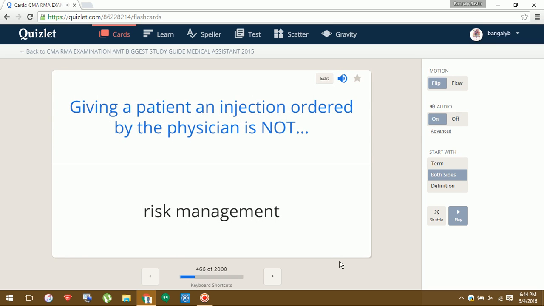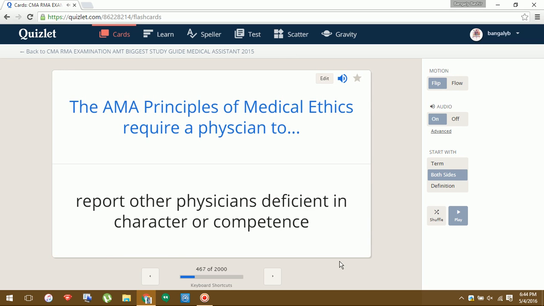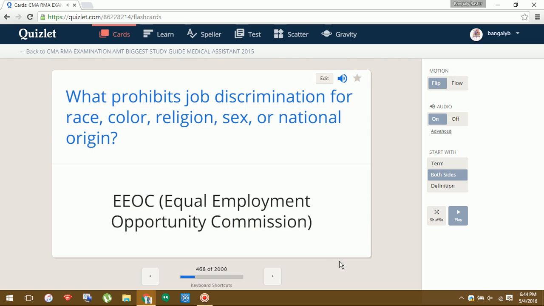Giving a patient an injection ordered by the physician is not risk management. The AMA principles of medical ethics require a physician to report other physicians deficient in character or competence. What prohibits job discrimination for race, color, religion, sex, or national origin? EEOC.